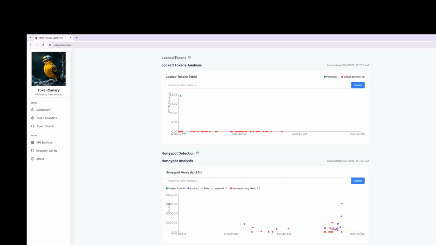TokenCanary Dashboard Technical Analysis. Welcome back to TokenCanary. In this video, we're going to take a deep dive into the technical architecture of our security dashboard.